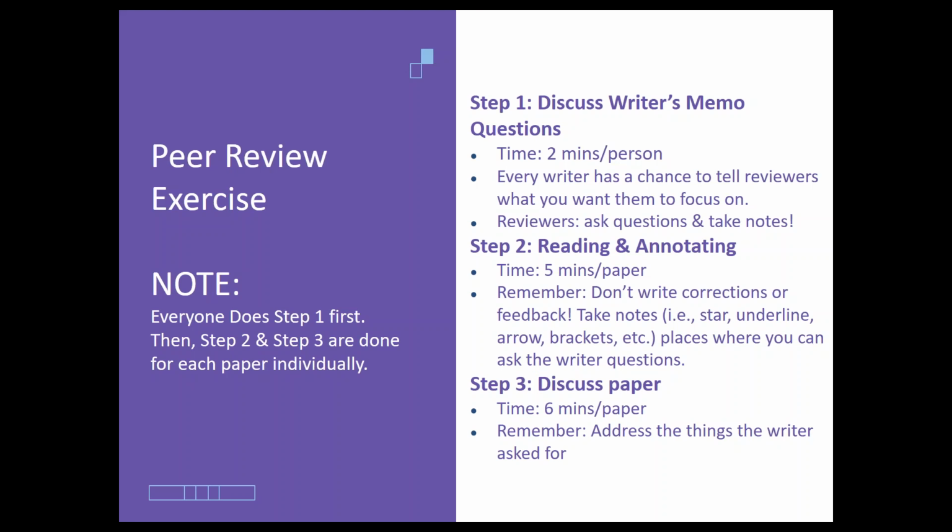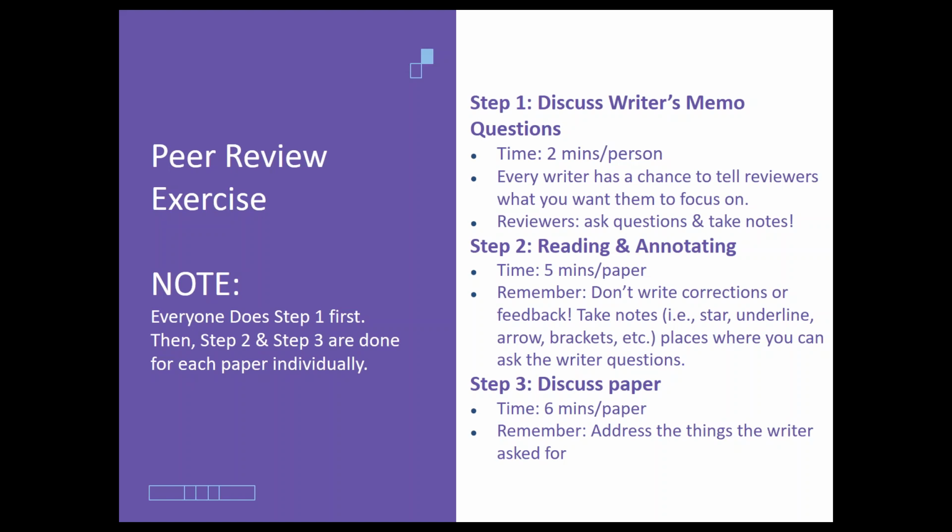In class, it's actually a fairly structured process that we follow. So initially in step 1, each student goes around in the group of 3. Each student talks about their writer's memo. It's 2 minutes per person for each writer to say what they want the reviewers to comment on. Reviewers can ask questions about the writer's memo, but they have not read the assignment yet.